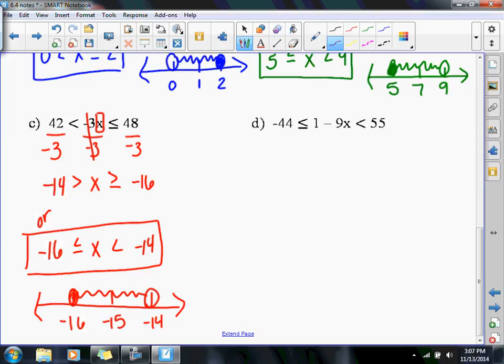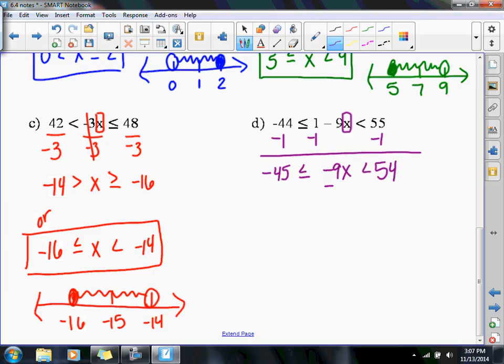Okay, one last one. This one now has 2 steps to it. When we're solving for x here, I'm going to have to subtract the 1 and divide by the negative 9. I have to undo the addition or subtraction first, so I have to subtract 1 from everything. So I get negative 45 less than or equal to negative 9x. Make sure you bring down that minus as a negative now, and less than 54.